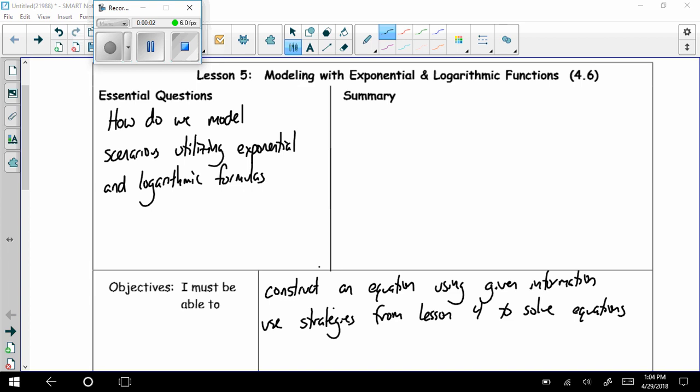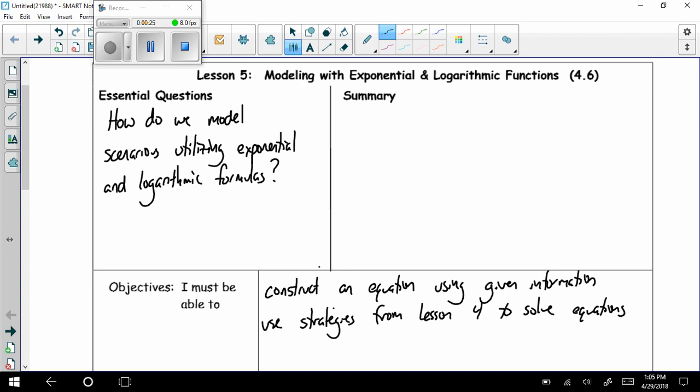As we enter the last lesson of the unit, we now are making our way to our modeling or word problem section, and we're going to use the same strategies that we had yesterday. The only difference is now you're going to be expected to create the equation based on a given formula. And so our essential question for today is, how do we model scenarios utilizing exponential and logarithmic formulas?